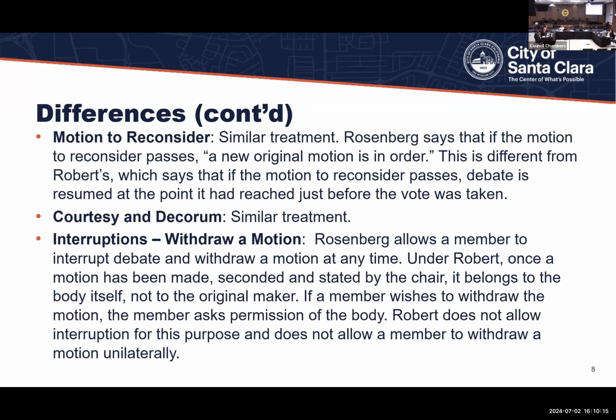The motion to reconsider is also similar under both Roberts and Rosenberg's. I won't go into the technical differences because you have your own local policy, 042, on motions to reconsider. And it's definitely something we will all need to consider as we're going down this path. There are a number of rules that you have made that are different than Roberts and different than Rosenberg's. Which of those do we want to keep? Which of those do we want to incorporate? What do you want to do with those? We're not going to answer all those questions right now.